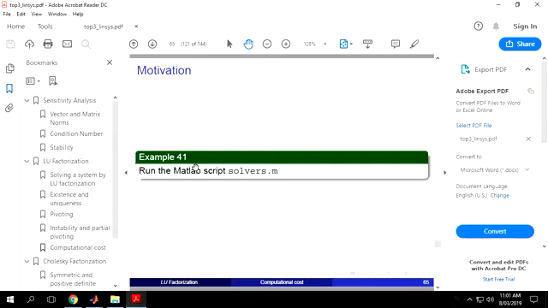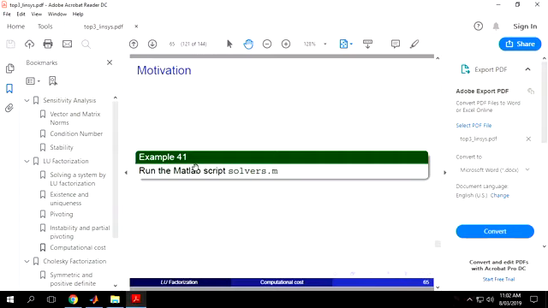Okay, so we start again. Remember, in the beginning I ran the script. One used the direct solver, and one used the LU factorization, and the one that used LU factorization is faster. But we didn't explain why it's faster.